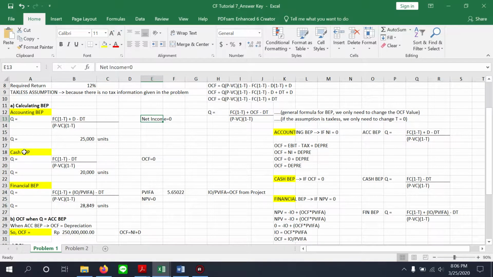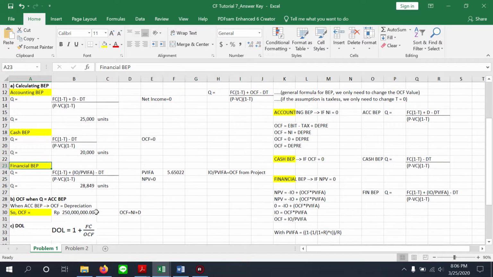However, in the cash break-even formula, you can see there is no depreciation. The reason is that we're only trying to have an operating cash flow of zero. It's different because, again, depreciation is a non-cash item. So basically, you need to deduct that from the cash break-even point.